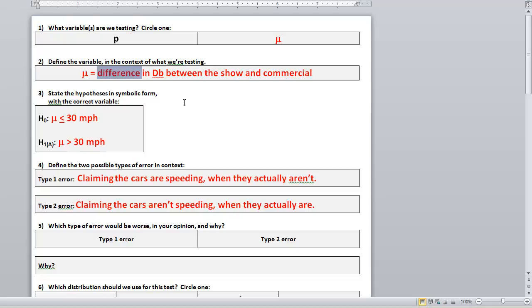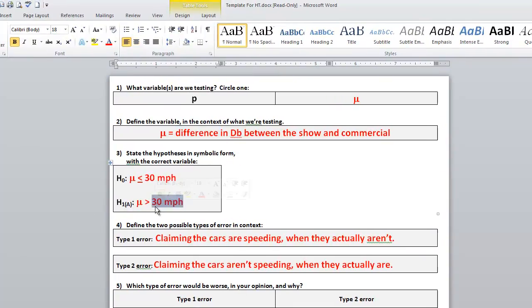Now, as far as a difference, if we do indeed believe that the commercials are louder than the shows, I think we want to test to see if there's a significant difference from 0. 0 would mean they're the same, right? 0 means they're the same. Anything significantly greater than 0 shows that they're not the same. I believe we're testing versus 0, and that solves the problem of we don't have a number.